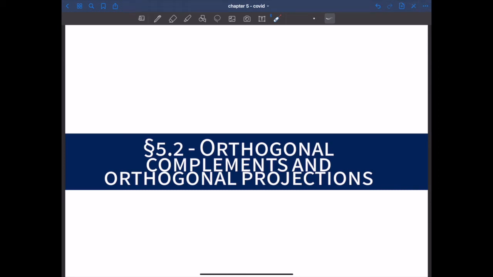Today we're going to talk about section 5.2, orthogonal complements and orthogonal projections, and we're going to continue on to section 5.3 and talk about the Gram-Schmidt procedure.